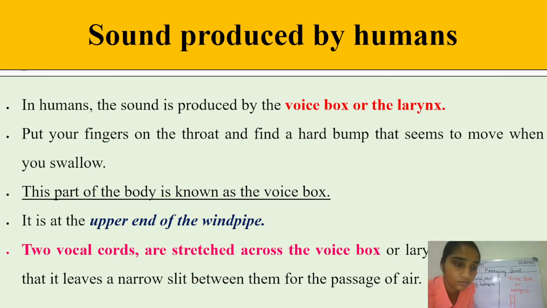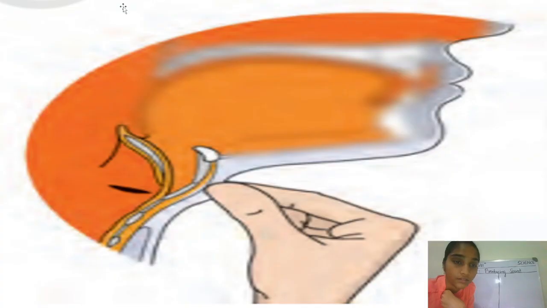Okay, so now students, let us see with the help of the diagram also. I hope larynx is clear to you. What is larynx, right? It is the system inside the neck that produces sound in humans. Here you can see this hard bump like thing, right? As you swallow you will find it, and there are two vocal cords attached to it, leaving a very narrow slit so that air can easily pass. Then only we will be able to produce the sound, right?